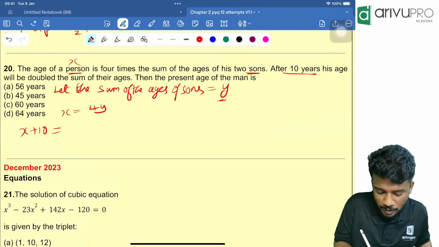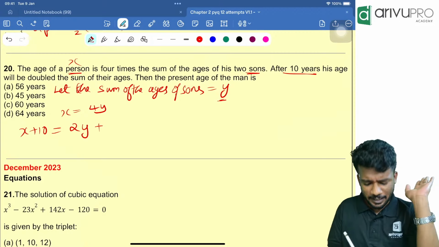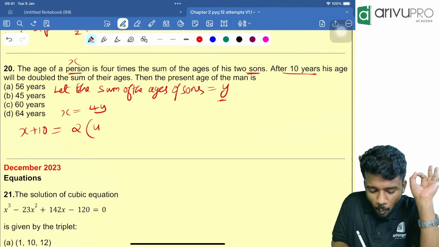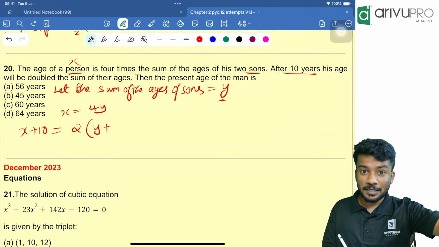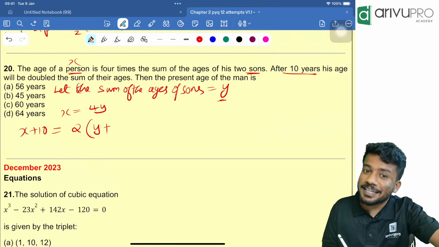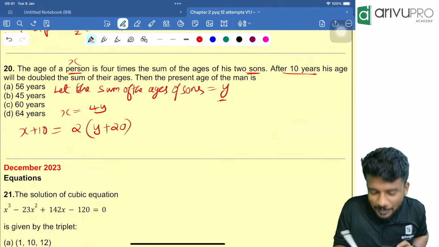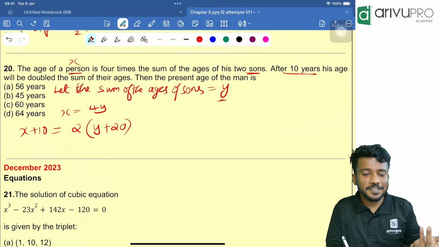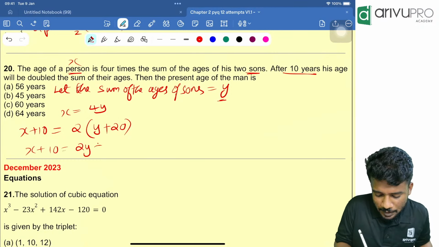Double the sum means what? 2 times the sum of the ages, y plus. One son after 10 years, plus 10 will happen, right? Similarly for the second son also 10 increase will happen. So the increment in the age of 2 sons together will be 20. That is given in the question: double the sum of the ages of their sons. Now open the bracket: x plus 10 is equal to 2y plus 20. Sorry, 20 into 2 will become 40.